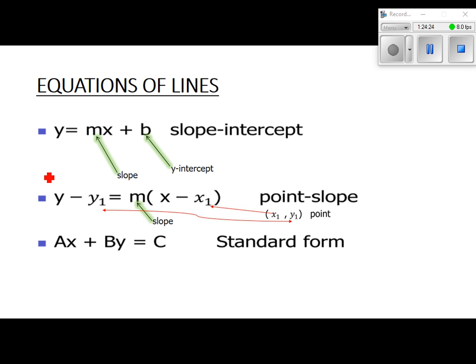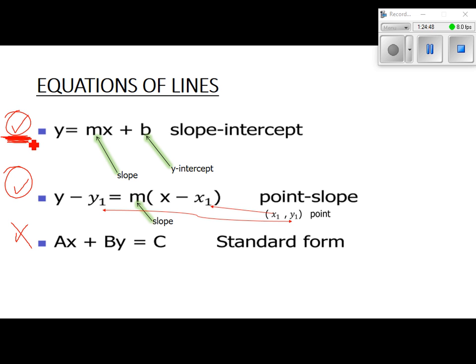Three different equations of lines. You got the slope intercept that you learned last year. You got point slope that you learned last year. You probably learned standard form last year also, all three of those. We're going to use these two more often than we use this one. And just like last year, we're probably going to use the slope intercept form more than any of the rest of them.